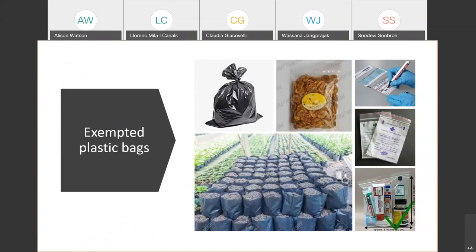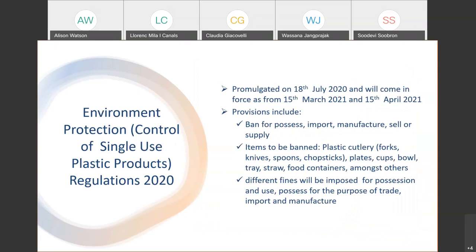Next slide, please. We have now promulgated the environment protection control of single-use product regulation, and this has been promulgated since July 2020. And we have banned the single-use, like the cutleries, the fork, the knives, the spoon, the chopstick, the plates, the bowls, and the tray, the straw, the food containers. And we have different fines for possession, for traders, and for importers, and for manufacturers.